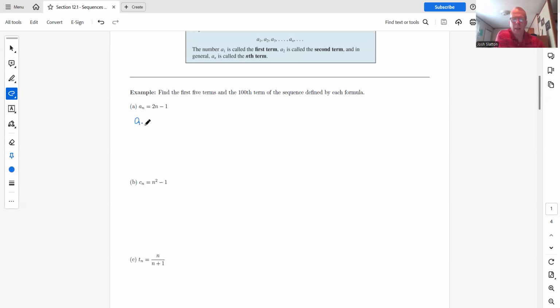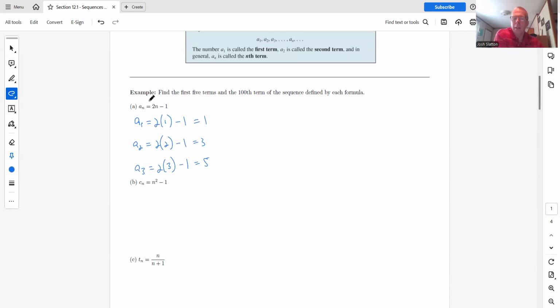So if we want to find a sub 1, we're just going to plug 1 in for the n. So 2 minus 1, that would be 1. A sub 2, 2 times 2 minus 1, that would give us 3. A sub 3 would be 2 times 3 minus 1, which would be 5. Now notice these are going up by 2.